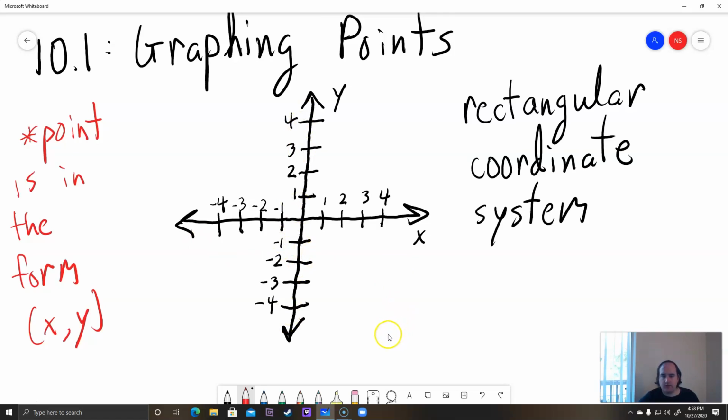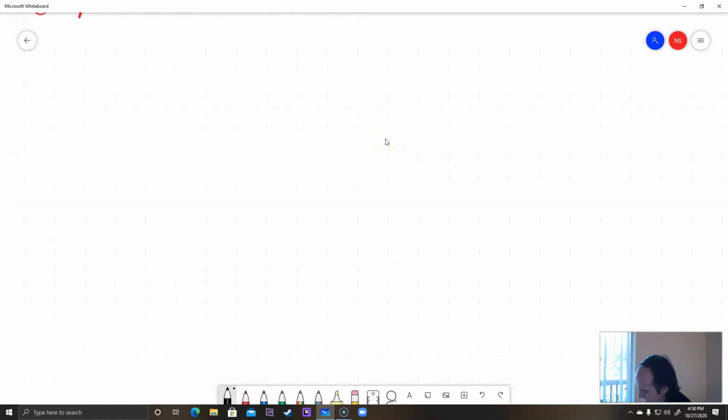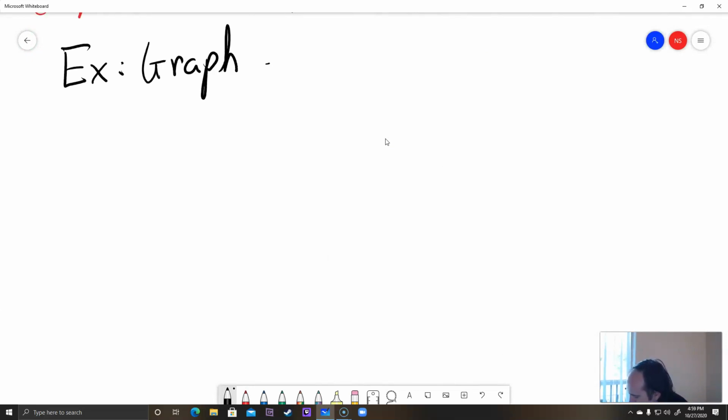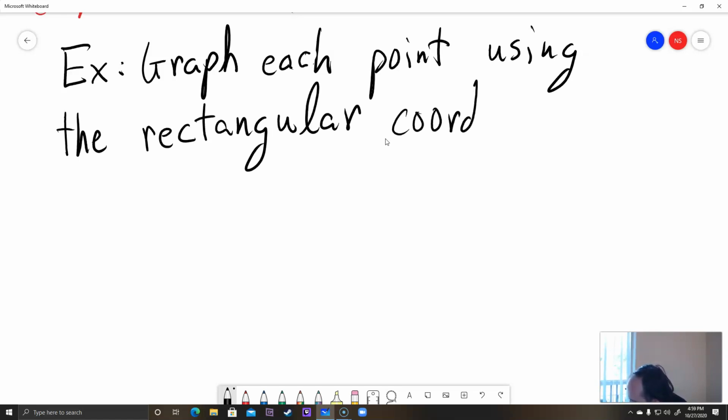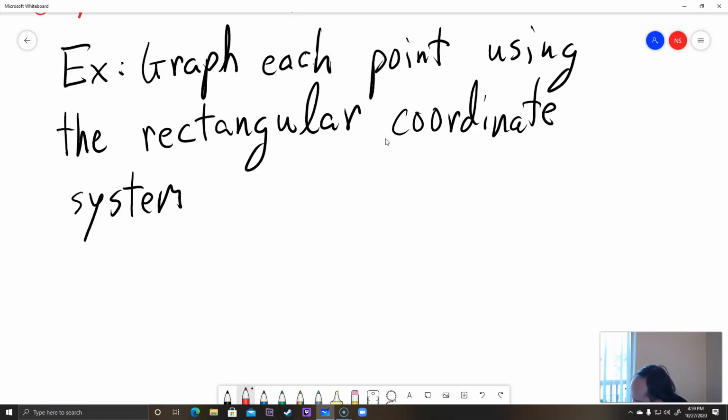Let's go ahead and graph some points. Example: graph each point using the rectangular coordinate system. The rectangular coordinate system is also known as the Cartesian coordinate system. So rectangular and Cartesian mean the same thing.